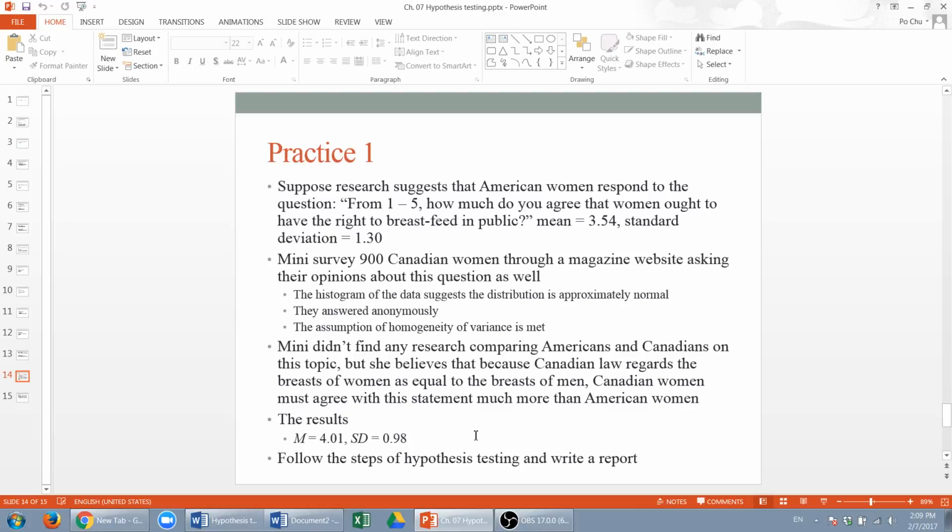Minnie didn't find any research comparing Americans and Canadians on this topic, but she believes that because Canadian law regards the breasts of women as equal to the breasts of men, Canadian women must agree with this statement much more than American women. The results were a mean of 4.01 and a standard deviation of 0.98. So follow the steps of hypothesis testing and write a report.